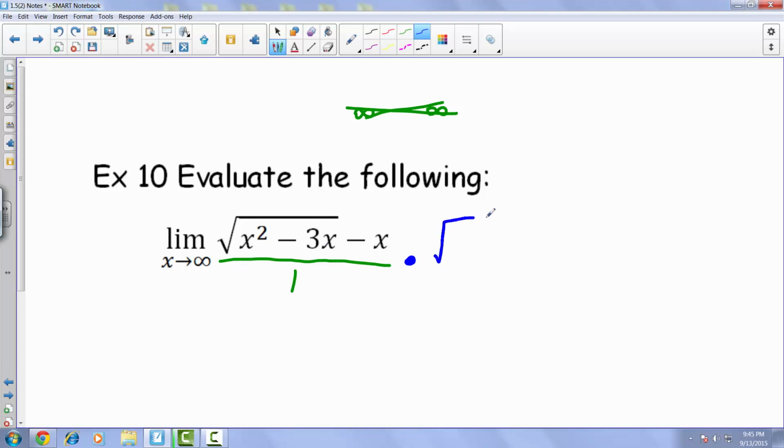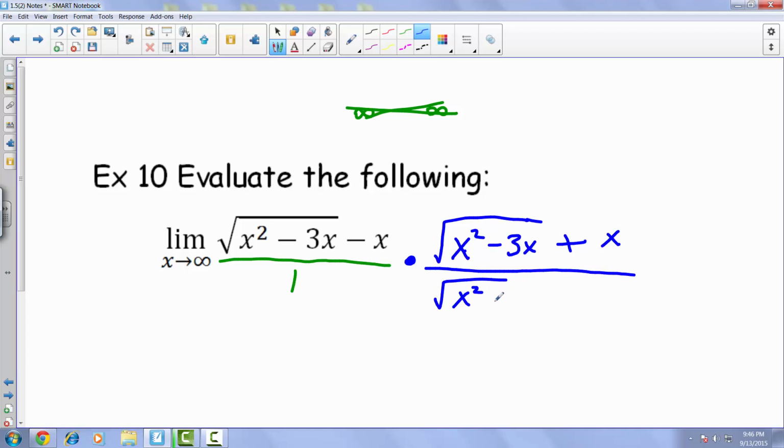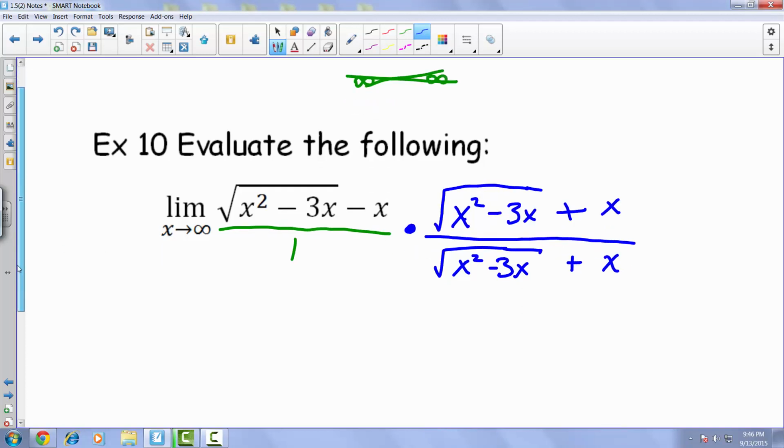So the conjugate of this comes out to be square root of x squared minus 3x, so we just rewrite the same exact inside. Instead of a negative here, we're going to change that to a positive, and then we also have our x. So we're multiplying the entire conjugate on top and bottom, because essentially this is our FFU move. Now this is another major strategy that we see, especially a lot with limits.